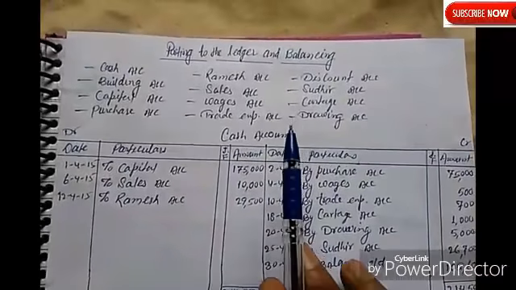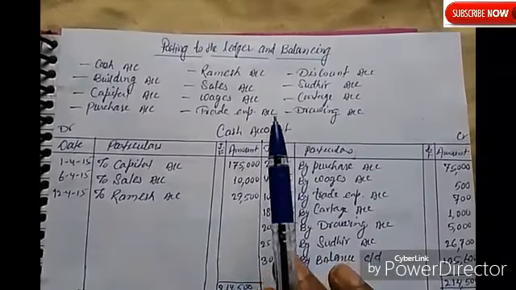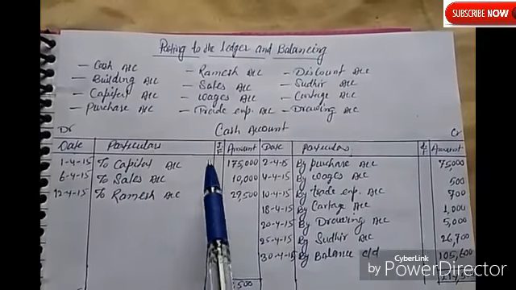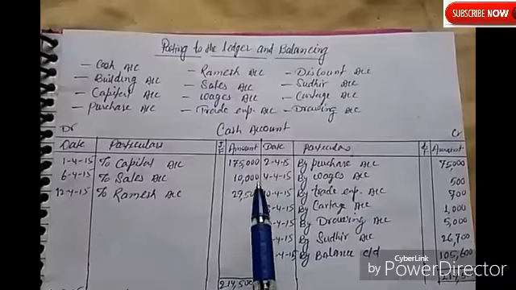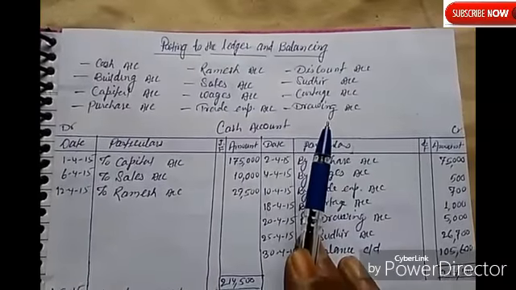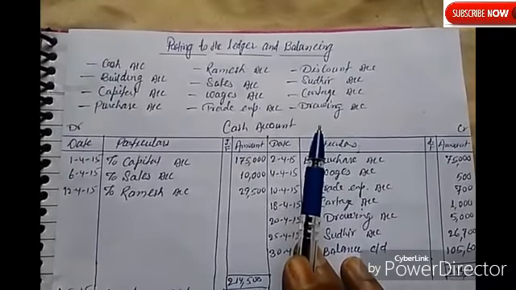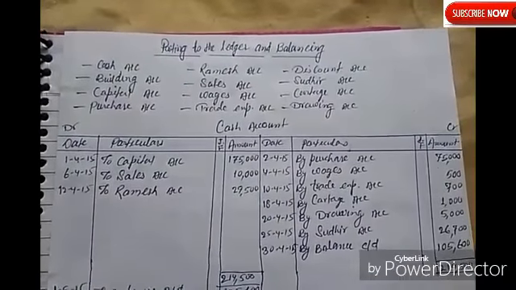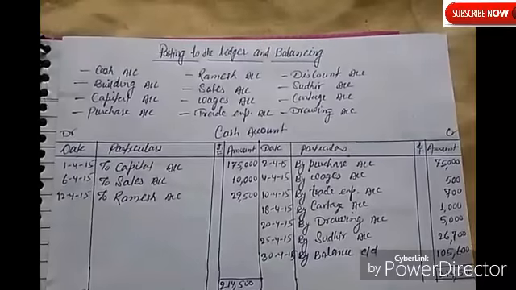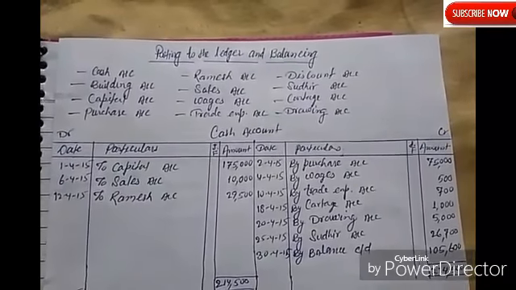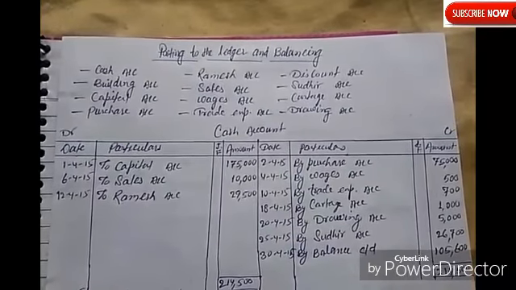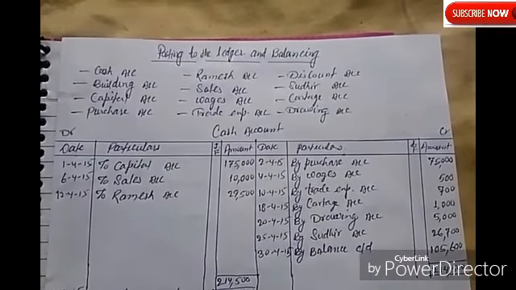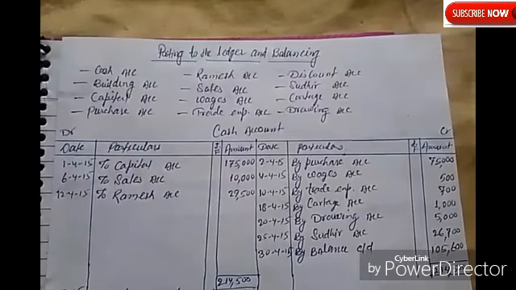Friends, after passing journal entry of all transactions, today we will discuss how journal entries should be posted to the ledgers and how they are balanced. So first, understand what the ledger is. The ledger is the book of final entry. In the ledger, accounts are recorded in classified and summarized forms. It supplies detailed information of different types of accounts.